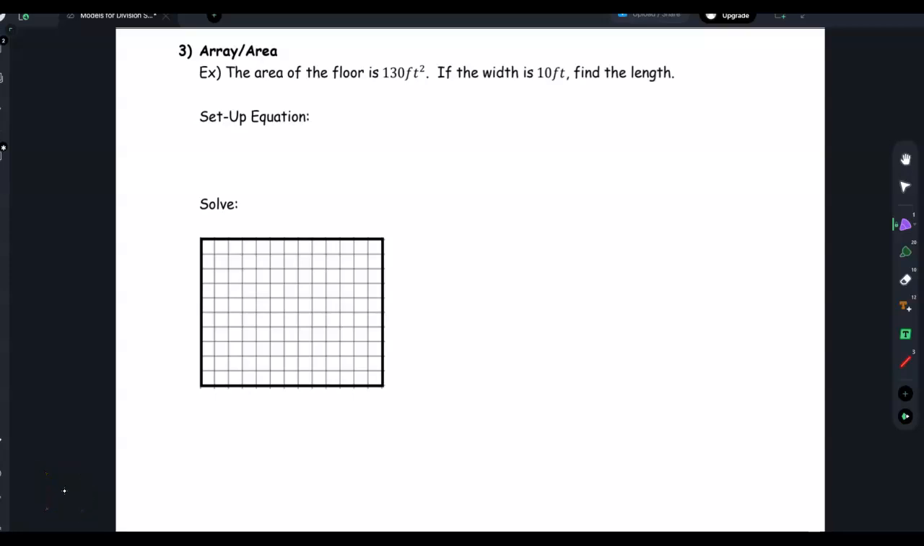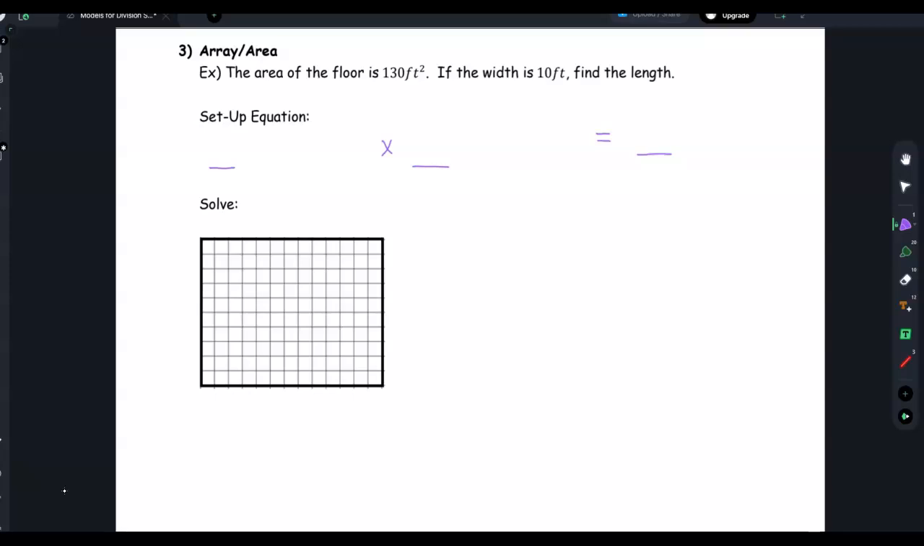So the third model that we have for division is our array area, or area of an array problem. This looks really similar to when we saw the area of an array model for multiplication. Indeed, we're going to start it the same way. We're going to start with a number of rows, and we're going to multiply that by a number of objects per row to get the total number of objects.